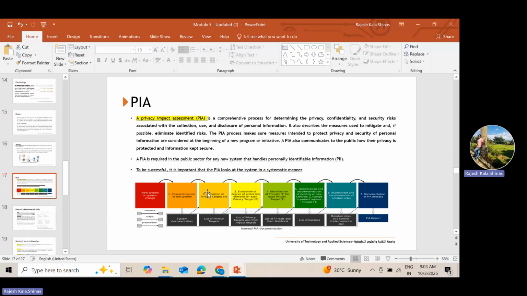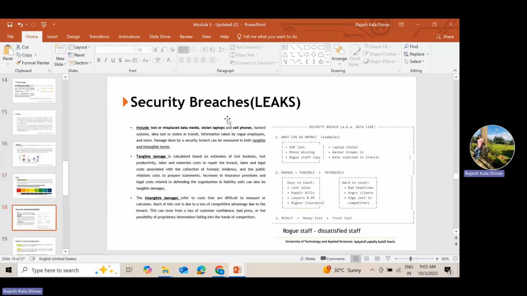That's what is mentioned here. It makes sure measures intend to protect the privacy and security of personal information. So whenever you are collecting personal information publicly, it should be kept secure. That's what this law says. That's what PIA says.